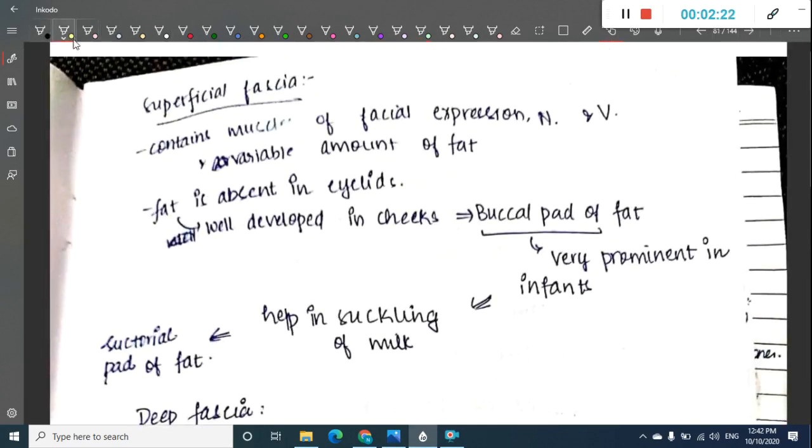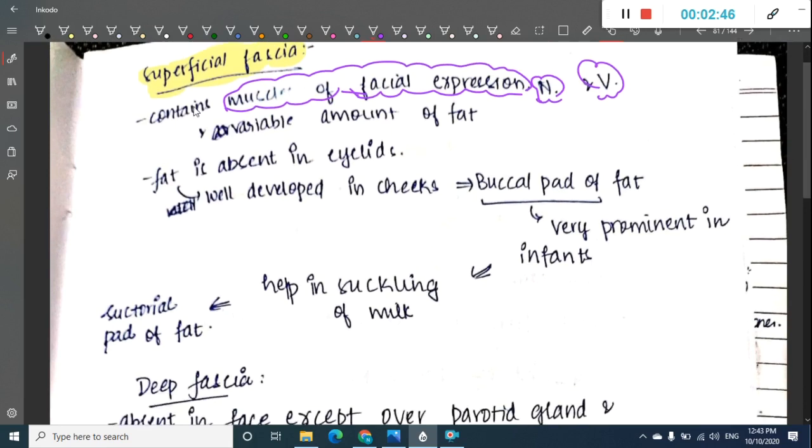Then we will learn a few points about the superficial fascia. What does the superficial fascia contain? It contains the muscles of facial expression, the nerves, and also a variable amount of fat.